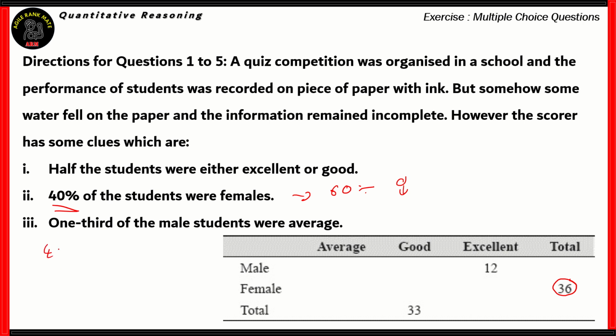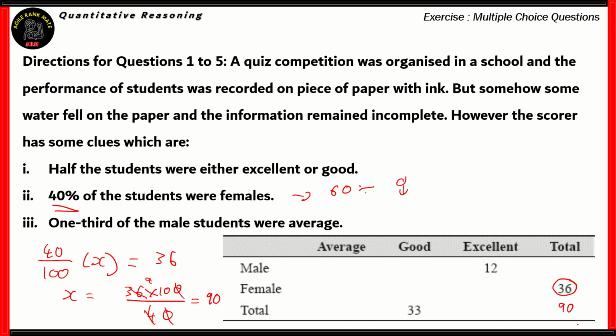So therefore, 40 divided by 100 times x gives you 36. So basically, x will now turn out to be 36 times 100 over 40. The zero gets cancelled. 36 divided by 4 is 9. 9 times 10 gives you 90. So therefore, the total number of students in the particular quiz is 90.